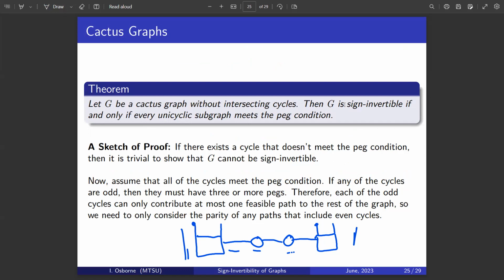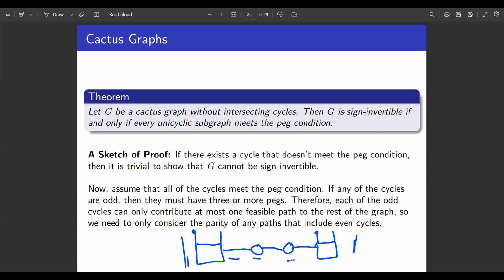And so I think that this should extend to the full definition of the cactus graphs, where you can have cycles sharing one vertex. I think that instead of saying every unicyclic subgraph meets the peg condition, you would say either every unicyclic subgraph meets the peg condition, or any bicyclic subgraph is s-invertible. So just to cover that special case where you have 2 cycles joined at a vertex.